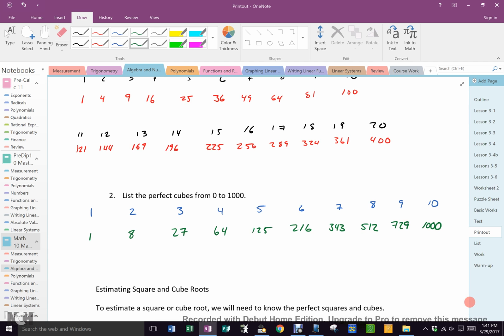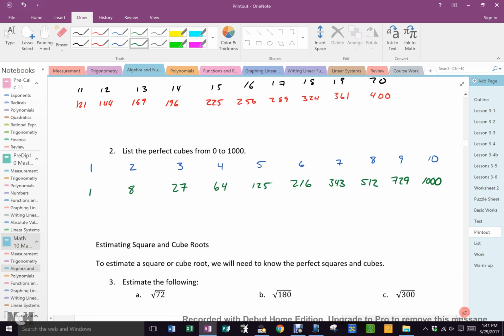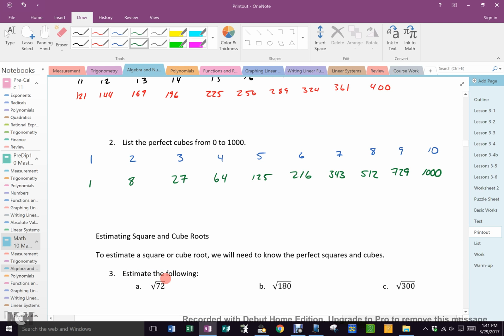All right, is everybody good? Okay, now I'm going to show you what we're going to do with these. We are going to use them to estimate this number. Now, before we go any further, I need to make sure everybody can find square roots and cube roots with their calculator. Okay? On your calculator, square root is easy.